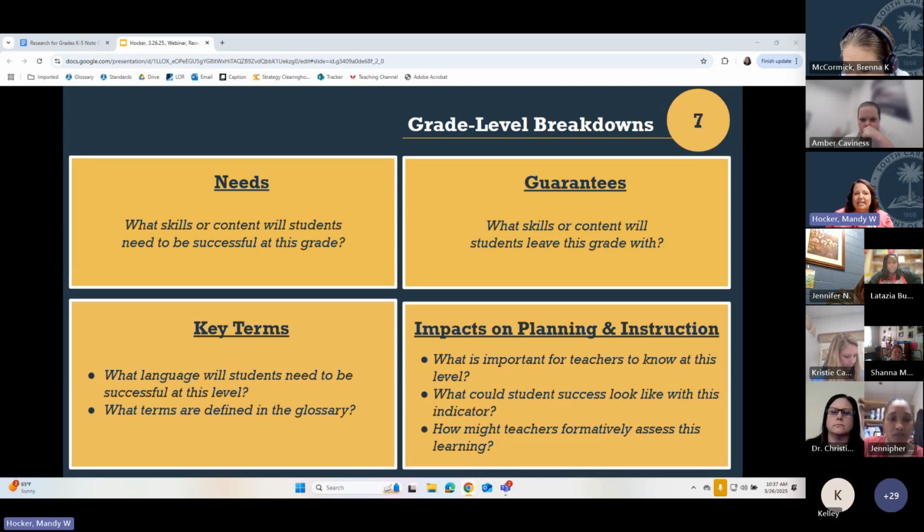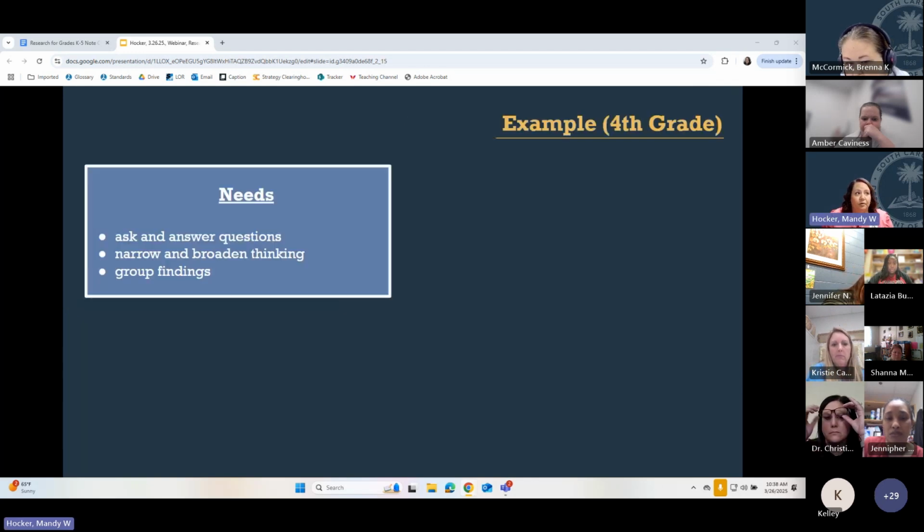And then finally, what impacts on planning or instruction might your grade level indicators have? So what's important for teachers to know at this level? What could student success look like? And how might teachers formatively assess the indicators for research at this level? So I'm going to show you an example of what this might look like for 4th grade.